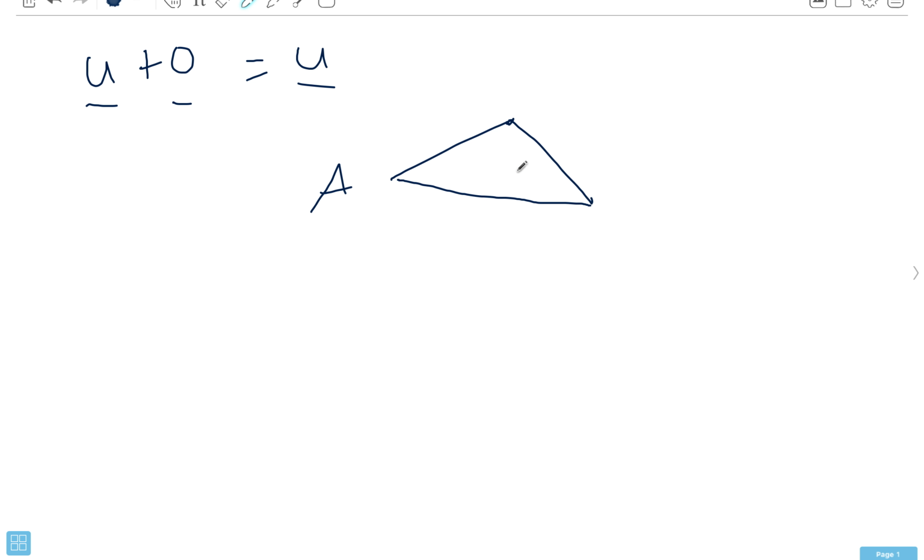Okay, so now that we've proven the first property of vector addition, we're going to prove the other three. So let's start off with u plus 0 is equal to u. To do this, we're going to have to be using... okay, so let's say we have the triangle A, B, and C.